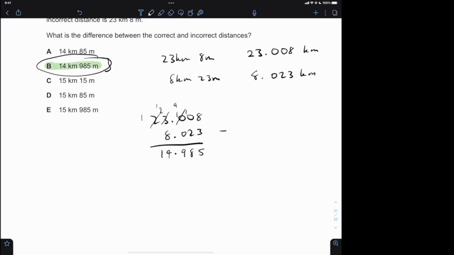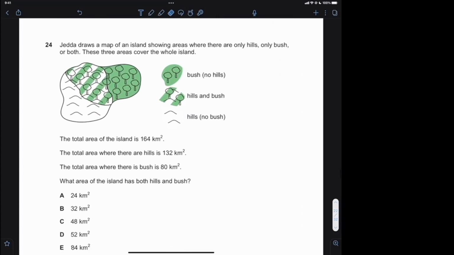Okay, so when in doubt, when you have a mixture of different units, put them all into the same unit, all right? Same units here, and do your calculations like that, okay? So that is question 23.